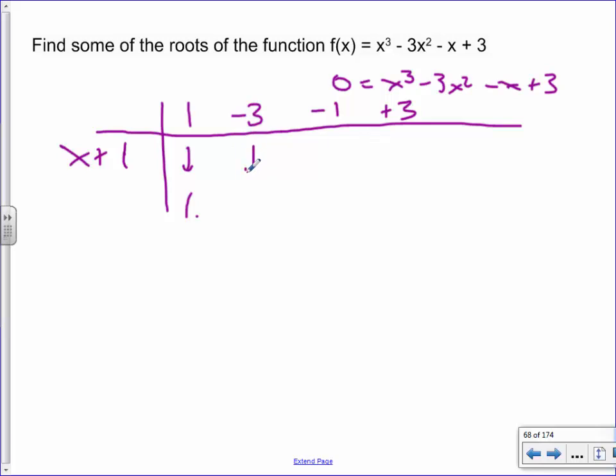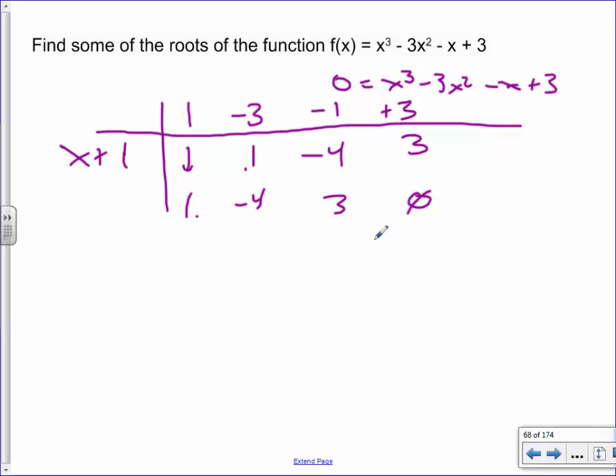3 minus 1 gives you minus 4. 1 times minus 4 gives you minus 4. Bounce that up here. 1 minus minus 4, yeah, you're adding 4, gives 3. And then 1 times 3 is 3. 3 minus 3 is 0.